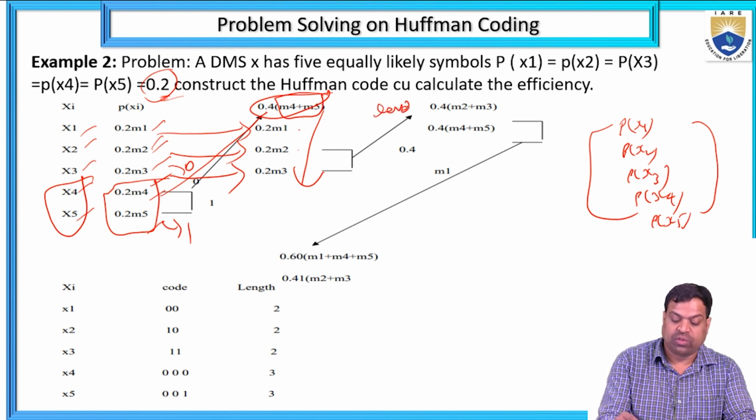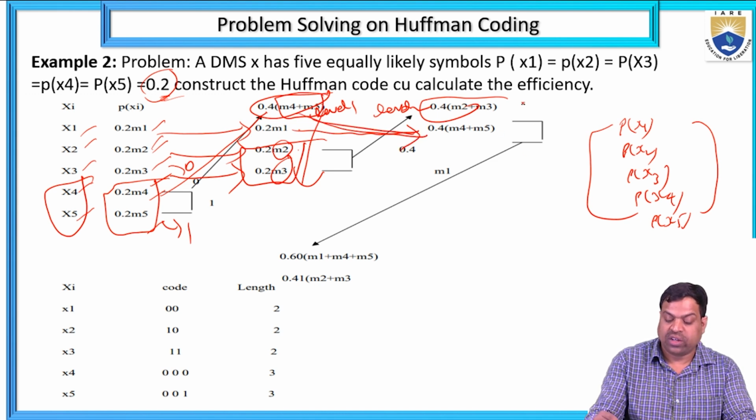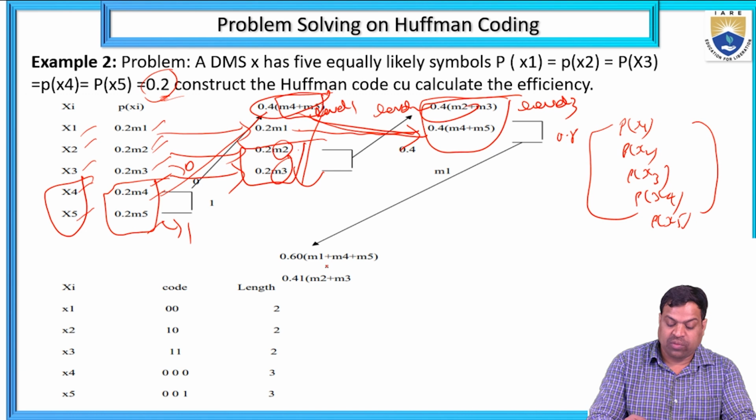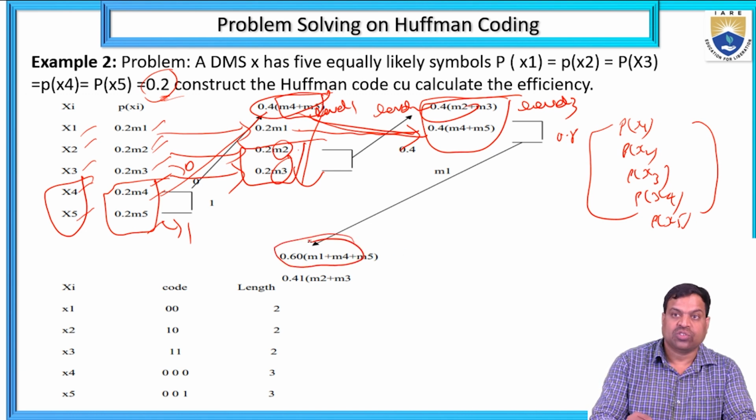So what is the next step? Level 2. Level 1 is completed. In level 2, the bottom 2 values, 0.2 plus 0.2, is 0.4 with m2 plus m3, and the 0.2 and 0.4 stay as they are. In level 3, what we have to do? 0.4 plus 0.4 equals 0.8, that is m1 plus m4 plus m5 I am adding. So this is 0.6, and here m2 plus m3 is 0.4. When I add both, I get the probability 1.